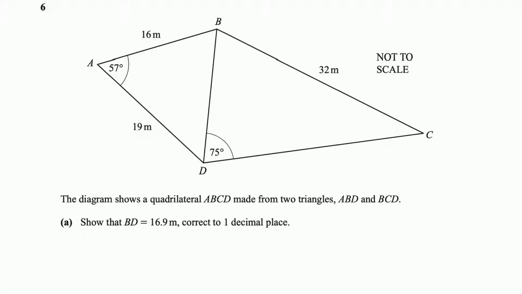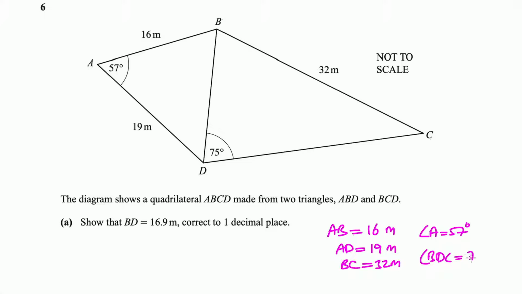So let us start. In the diagram, there is a quadrilateral ABCD which is made from two triangles ABD and BCD. They are asking us to find BD. Before we proceed, let us write down what they have given. AB is equal to 16 meters, AD is equal to 19 meters, BC is equal to 32 meters, angle A is equal to 57 degrees and angle BDC is equal to 75 degrees. So these are the values they have given.